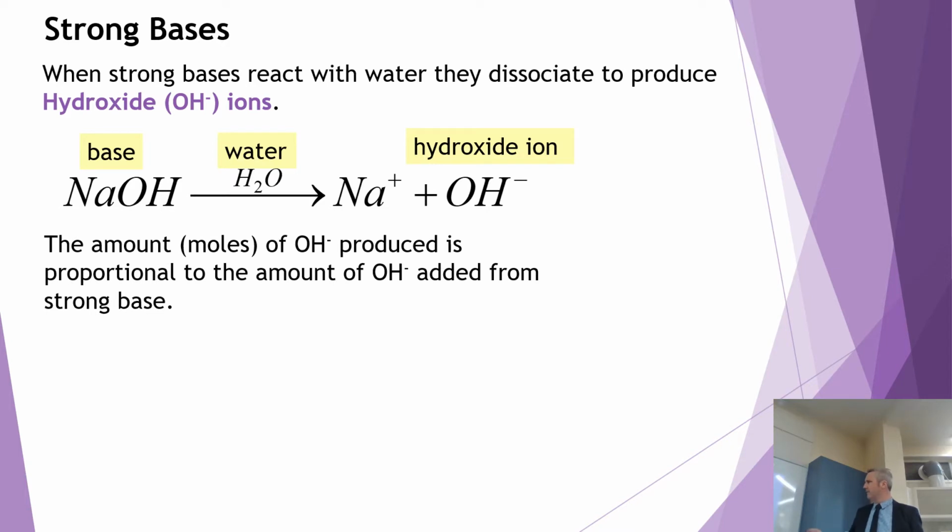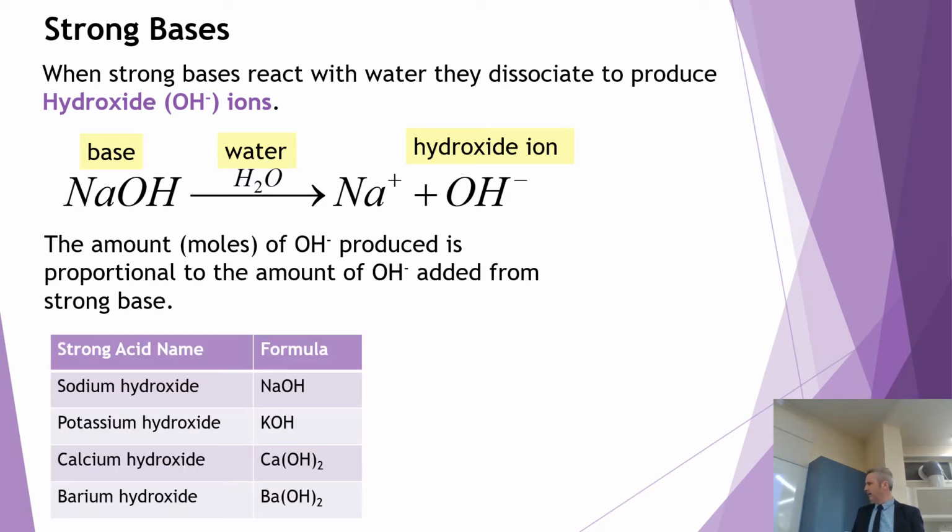The amount of OH produced is equal to the proportion of OH on the left-hand side. So in this case, if we have 1 mole per litre of sodium hydroxide, we'll get 1 mole per litre of hydroxide.